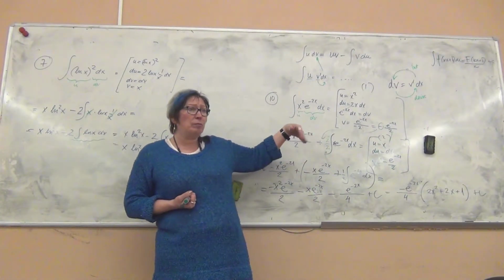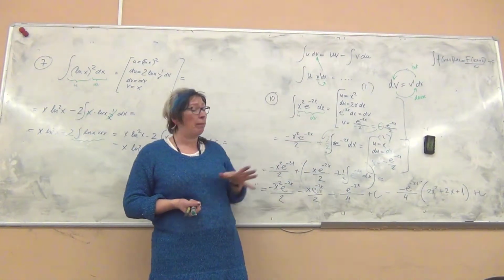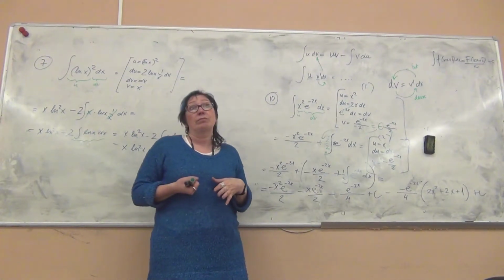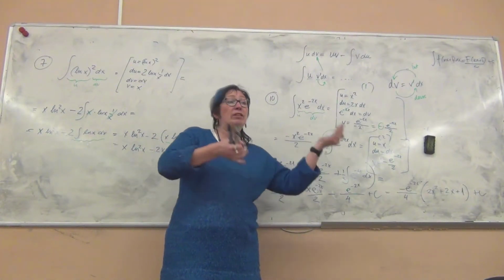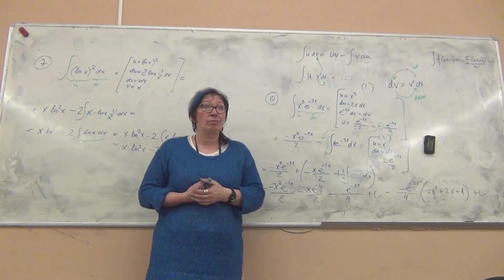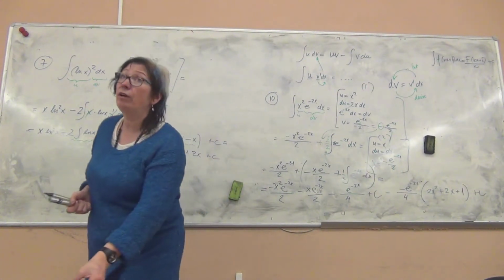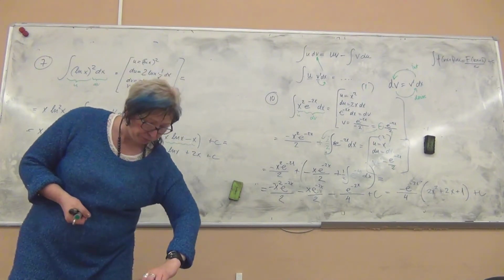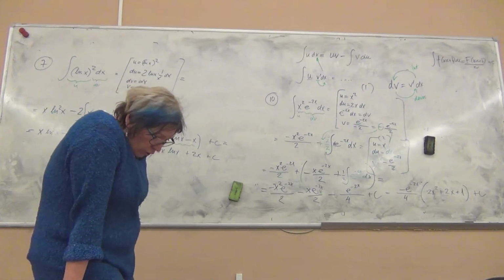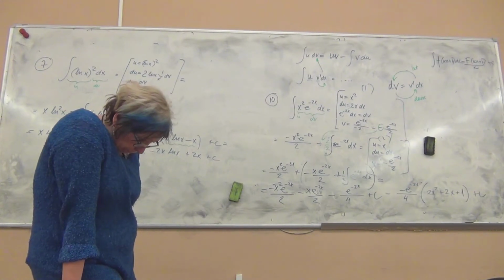Where do we divide by some number? Where do we multiply by a number? Sometimes you have to multiply by one number, but divide by something else. Multiply by 3, divide by 2. It depends on what you have in the functions. So this was number 10.